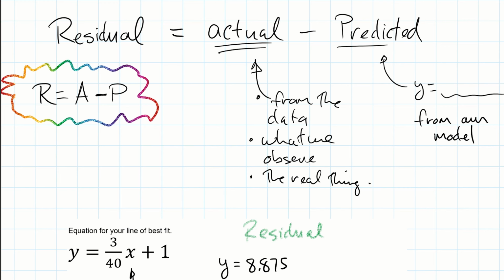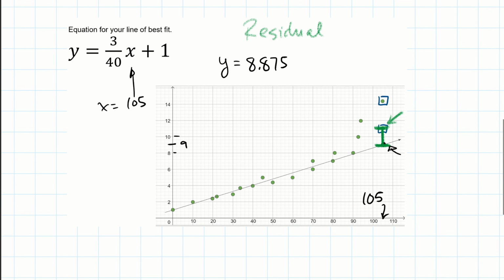Minus the predicted value. And that's the value that we see from our model. So if I put an x value into the equation we got, it tells me back what the model is predicting. Like down below here, when I put 105 into the equation, it makes the prediction that y should be 8.875. So that's the predicted value.